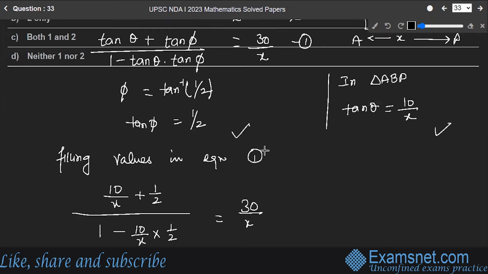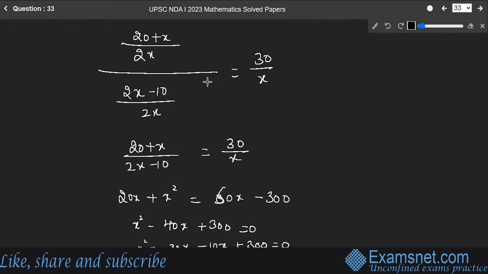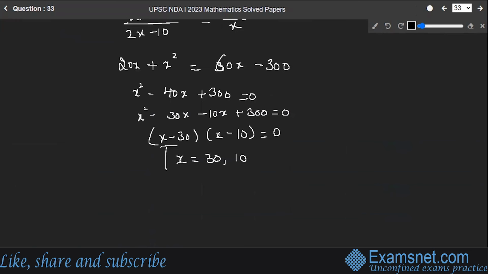What we had to find out in the question is, if x is the distance of P from the pillar, then consider the following statements. Statement 1: x can take two values which are in the ratio 1:3. We have found two values for x, and 30:10 or 10:30 is actually in the ratio 3:1 or 1:3, one and the same thing. So statement 1 is true.